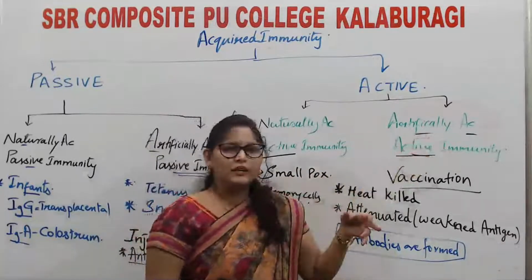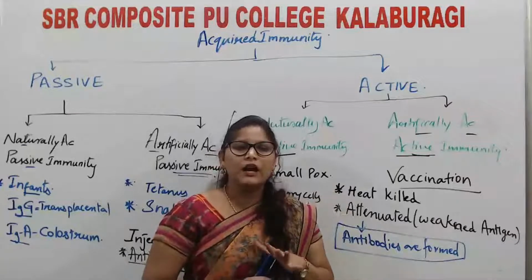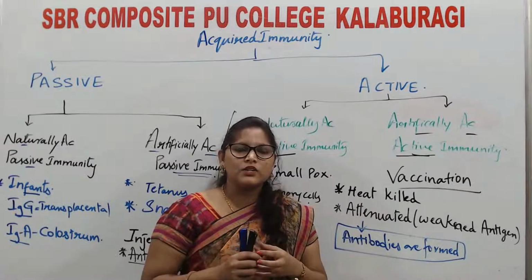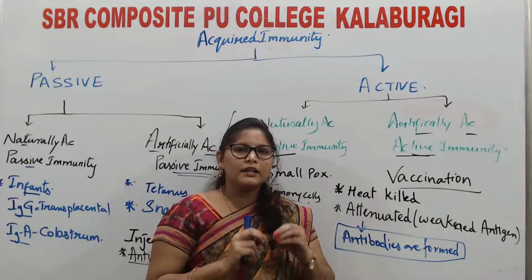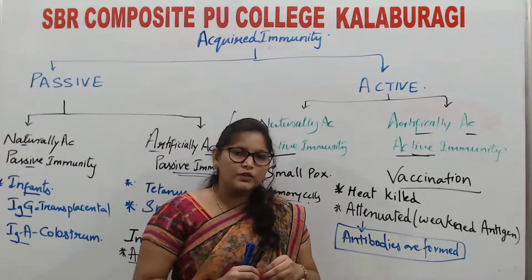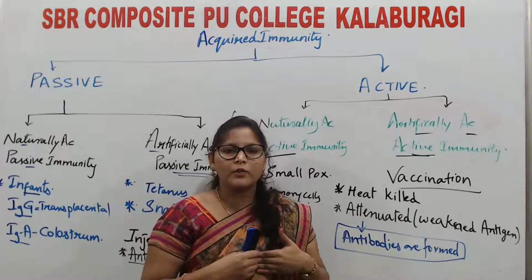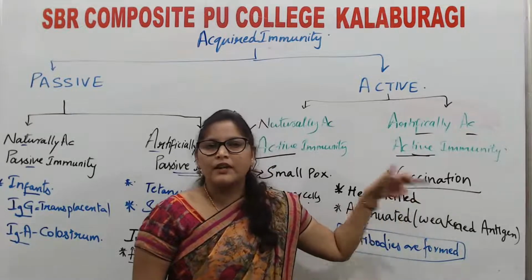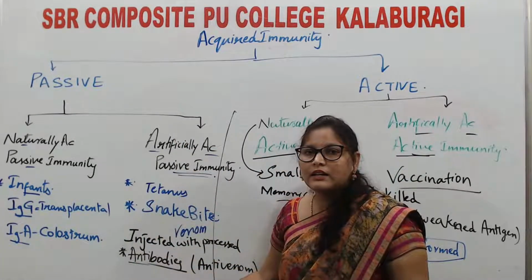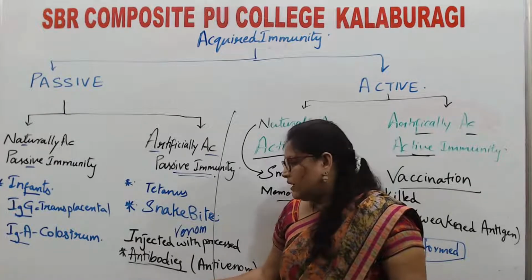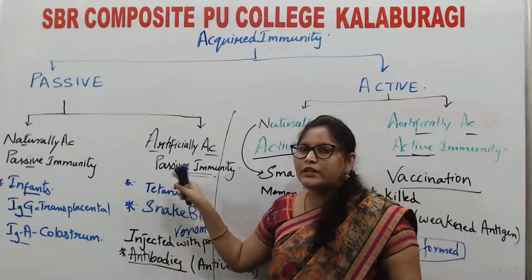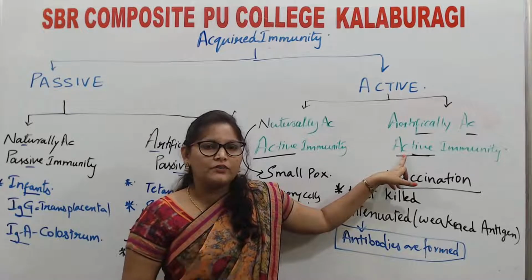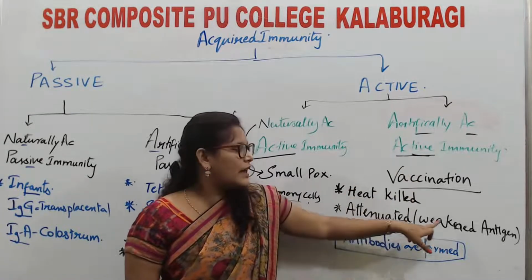Why is it active immunity? Because vaccination does not give the antibodies directly. In vaccination, what is injected into our body? A heat-killed pathogen or an attenuated pathogen or a weakened pathogen is introduced to our body. Antibodies are not introduced into our body in case of vaccination. Antibodies are directly given when the person is seriously ill. That comes under passive immunity. Whereas vaccination comes under active immunity because antibodies are not given, and a heated or attenuated antigen is given.